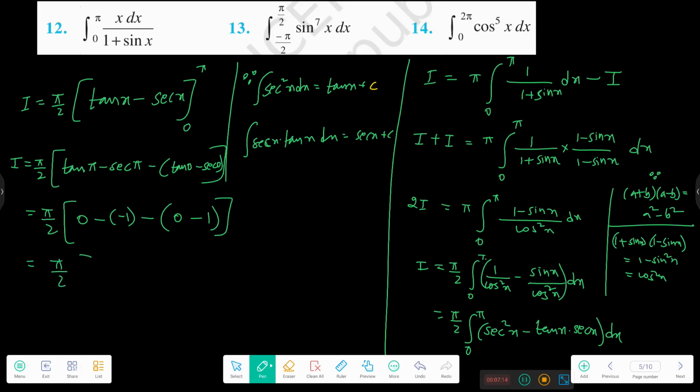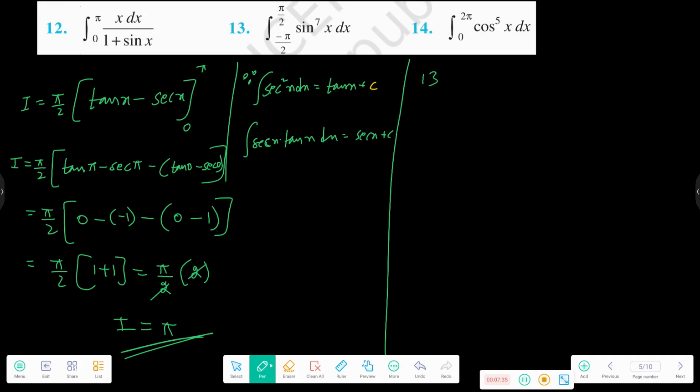So what I am getting now: minus into minus plus 1, and this also minus into minus plus 1. So 1 plus 1 I am getting, which is equal to pi by 2 into 2. The 2 cancels, which is equal to pi. Pi is our required answer for question number 12. Okay.